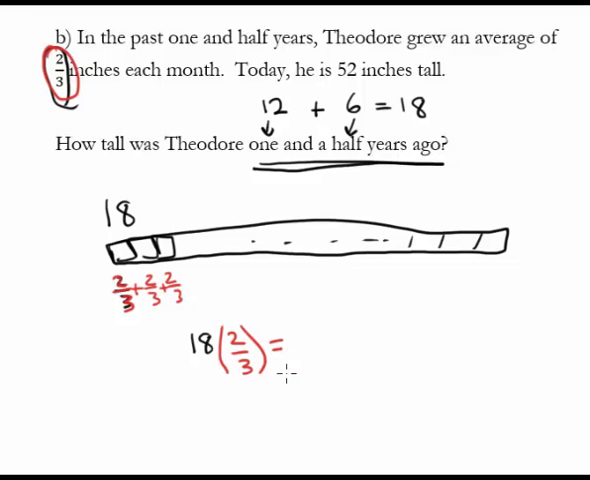And we can do this in a couple different ways. We could multiply across, so 18 is really 18 over 1. 18 times 2 is 36. 1 times 3 is 3, which is 36 divided by 3. We know our multiplication tables, that is 12. So this is one way of doing it, and this is correct.